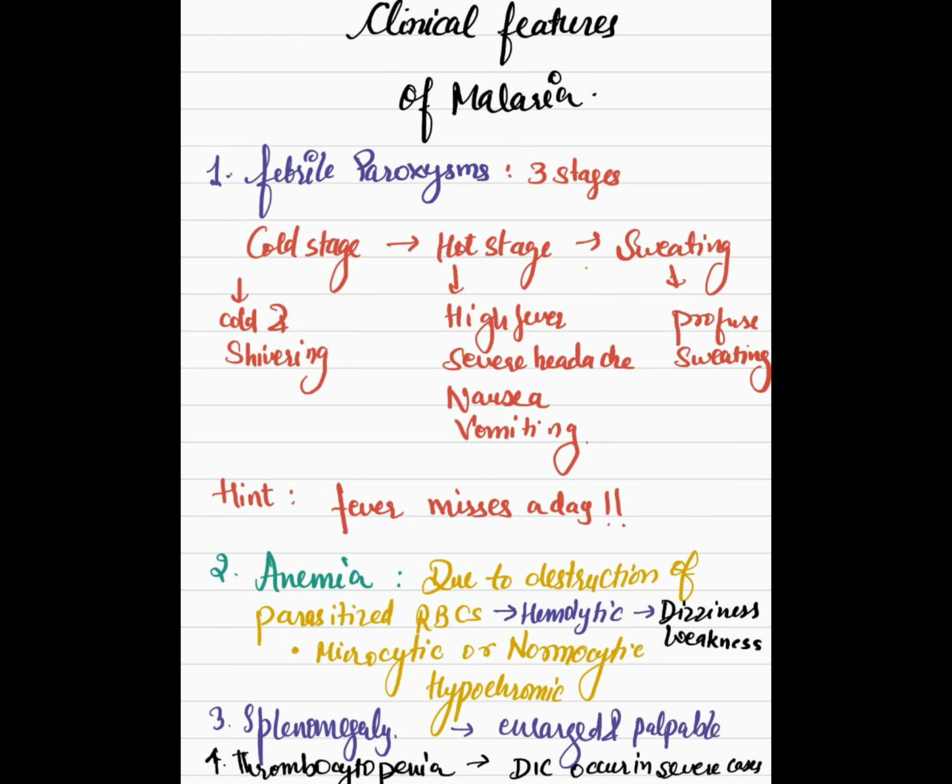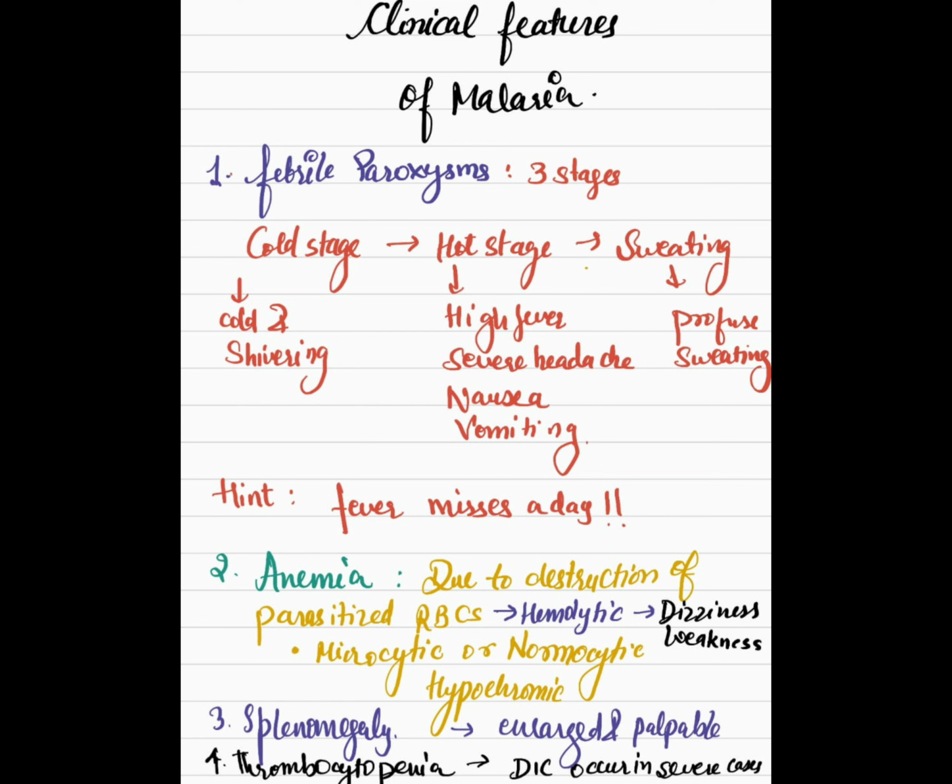Now coming to the clinical features of malaria. First is febrile paroxysm. It occurs in 3 stages: cold stage, hot stage, and then sweating. In the cold stage, the patient experiences cold and shivering. In the hot stage, the patient experiences high fever and severe headache, nausea, vomiting, followed by sweating. So there is a hint that the fever misses a day.